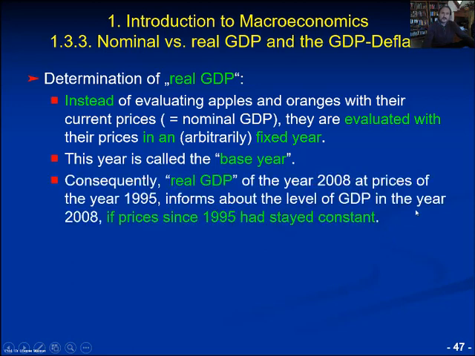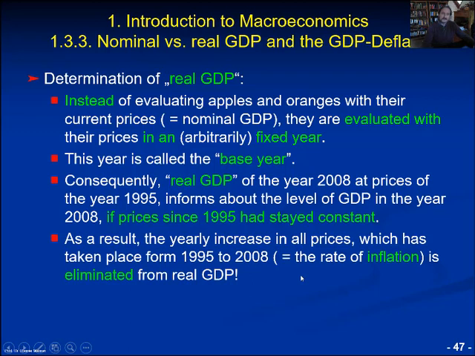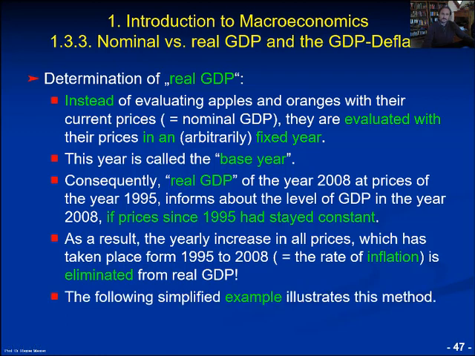For example, real GDP of the year 2008 at prices of the year 1995 informs about the level of GDP in the year 2008 if prices since 1995 had stayed constant. As a result, the yearly increase in all prices, which has taken place from 1995 to the year 2008, the rate of inflation in other words, is eliminated from real GDP. If you keep the prices constant, inflation can have no impact on the measurement of GDP. Now, I think the following numerical example helps to understand this procedure a little bit better.